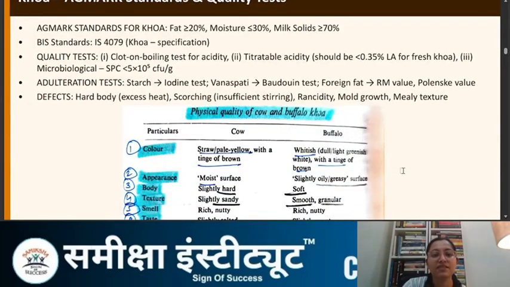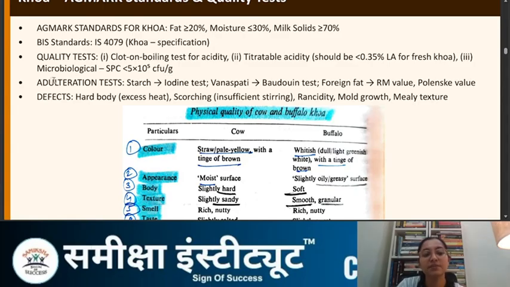Then the Agmark standards. For khoa, fat should be more than or equal to 20%, moisture content less than or equal to 30%, and milk solids more than or equal to 70%. BIS standards are also being used. Then different quality tests are also there: clot on boiling test for acidity, then titrable acidity. Then a microbiological test should also be done. Standard plate count should be less than 5 into 10 raised to power 5 CFUs per gram.